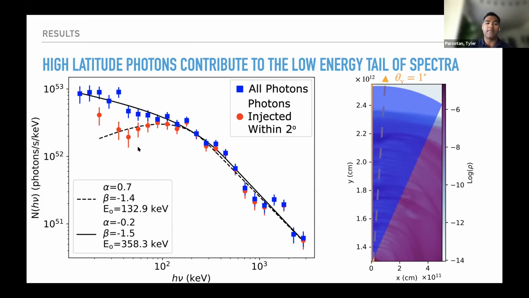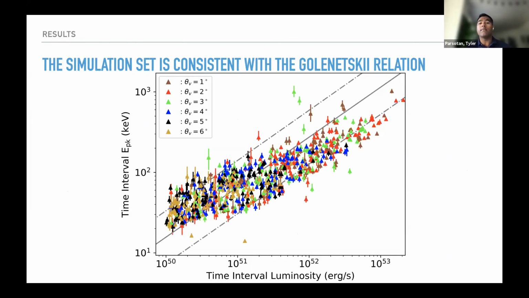Of course, you have this negative power law photon slope at low energies, and you have your power law slope here at high energies as well. That's very typical. So we're able to go in and understand how these high latitude photons contribute to the spectra. Additionally, we can take our mock observations and compare them to things like the Golenetskii relationship. Here I'm showing you the Golenetskii relationship as this gray line, and its 2 sigma dispersion as this dashed dotted line.